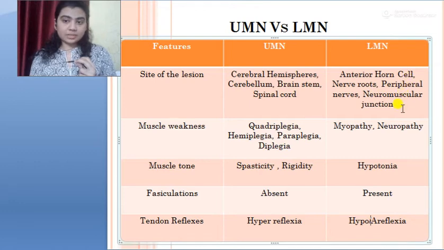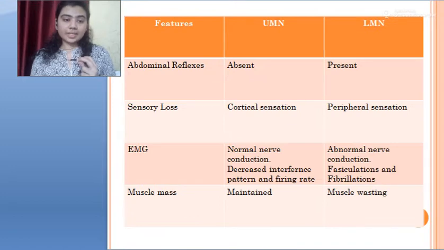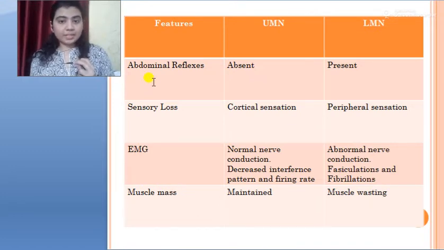Poliomyelitis, if we consider, is a condition of lower motor neuron disease. Myasthenia gravis is also a lower motor neuron type of disease, right? Next will be the abdominal reflexes. In UMN, it will be absent, while in LMN, it will be present. Now, this abdominal reflex in LMN will depend on the site of the lesion.